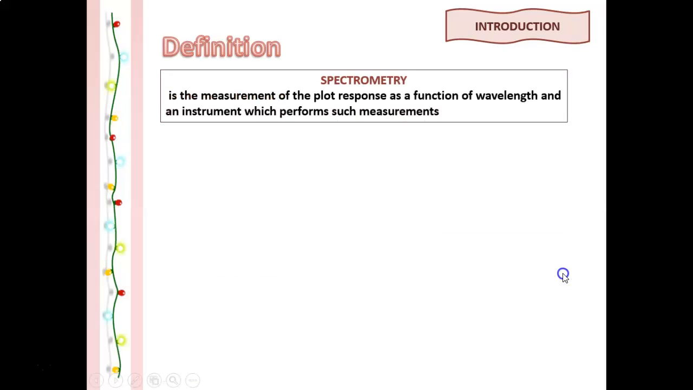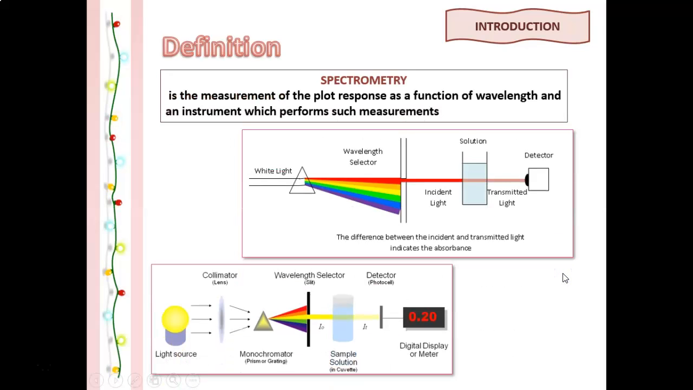Alright, so this is a figure about the UV visible spectroscopy principle. Spectrometry is the measurement of the plot of response as a function of wavelength, and an instrument which performs such measurement. Okay, this is the principle of UV-Vis.